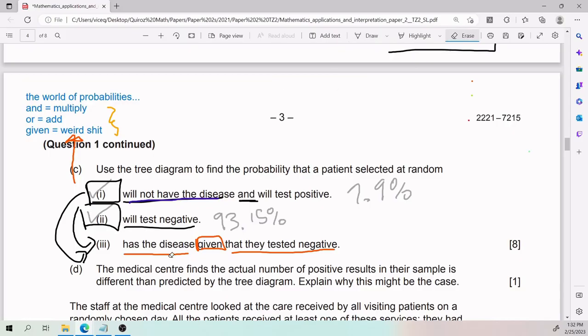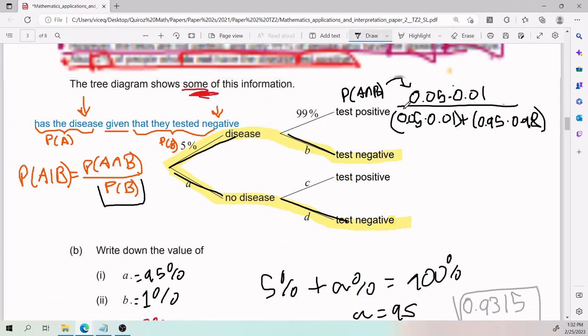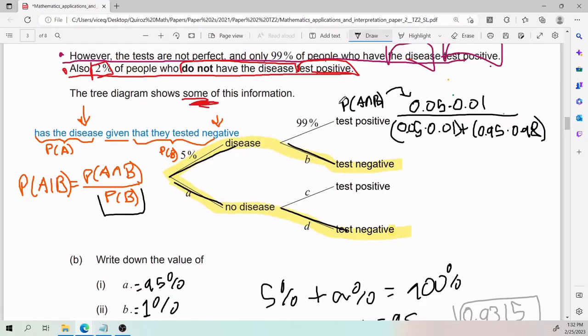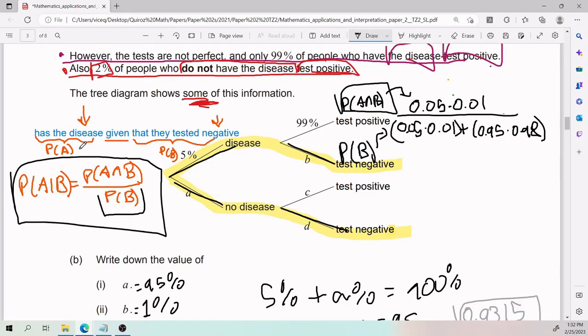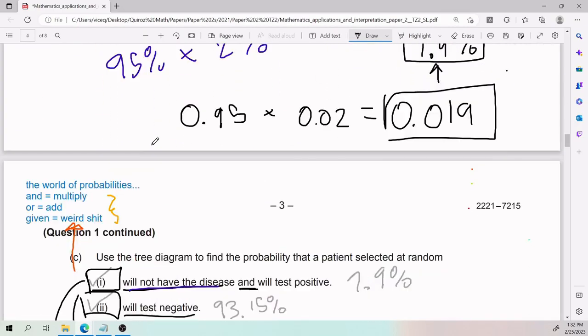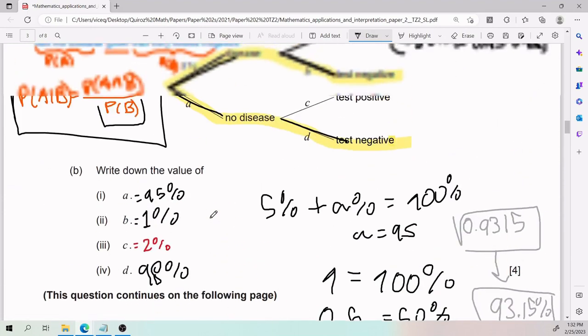So that being said, that is how you plug into the formula. Probability of A and B is what we have on top. Probability of B is what we have on the bottom. This is literally what the formula is asking for. The hardest part is identifying what is A and what is B. Again, the buzzwords are huge. That's why I wrote the buzzwords over here. We have and, or, and given. Those are our buzzwords. You gotta search for them, and that is your compass on how to approach these things.